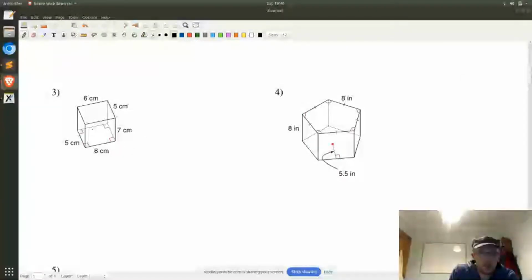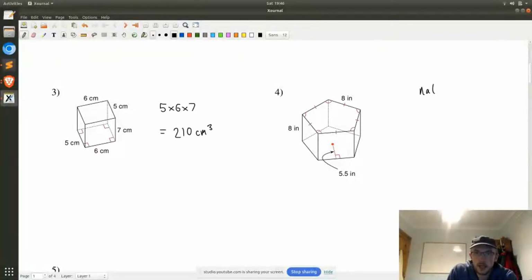Cuboid, so real simple, just multiply the lengths of the independent dimensions. So 5 times 6 times 7, which is, well, let's write down how you found it. 210 cubic centimeters.